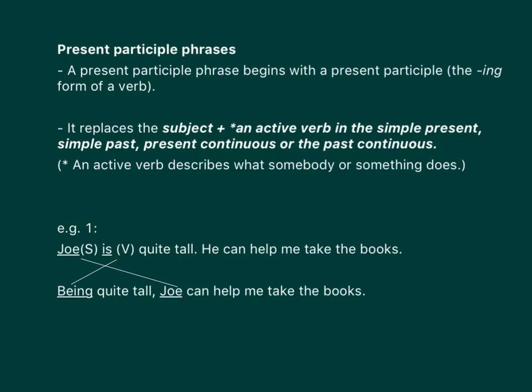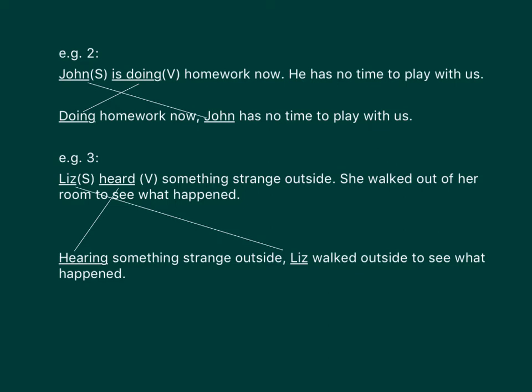Example 1. Joe is quite tall. He can help me take the books. Joe is the subject. Is the active verb. Being quite tall, Joe can help me take the books. Example 2. John is doing homework now. He has no time to play with us. John is the subject. Is doing is the active verb. Doing homework now, John has no time to play with us.